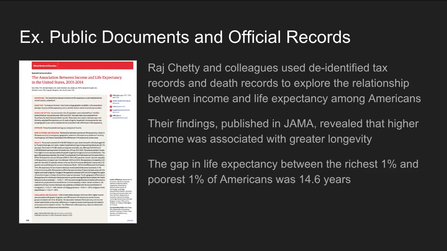And their findings, which are published in the Journal of the American Medical Association, revealed a very strong association between income and longevity, such that higher income was associated with greater longevity, and they found a gap in life expectancy between the richest and poorest Americans. At the opposite ends of the scale, the richest 1% and the poorest 1%, the gap in life expectancy was 14.6 years. Quite stark findings, which raise a lot of important questions.